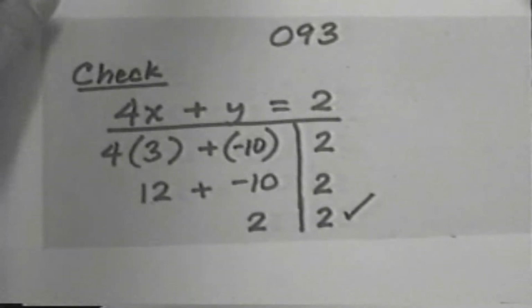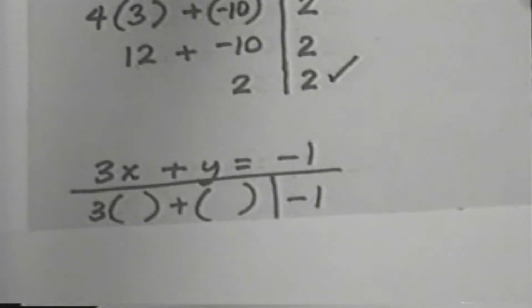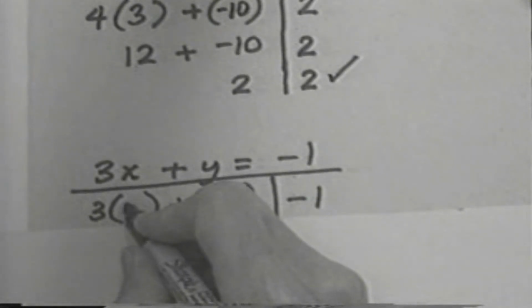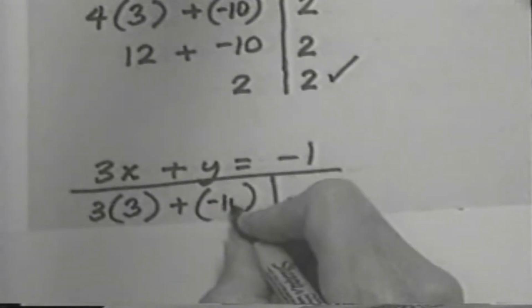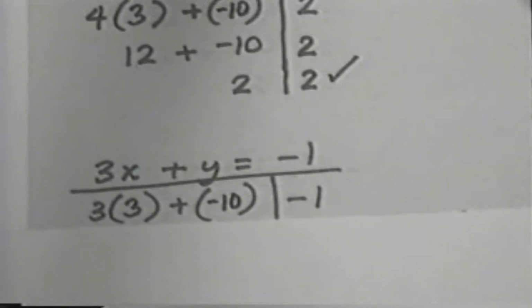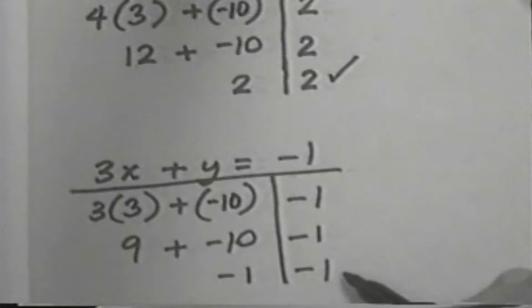Now we check in the second equation. In the second equation, we have 3x plus y equals negative 1. And so we'll fill in the x value and the y value. 3 times the x value is 3, plus the y value, which is negative 10. On the right-hand side, we have negative 1. Now we simplify on the left and get 9 plus negative 10 equals negative 1, which tells us negative 1 equals negative 1, and of course that checks as well.